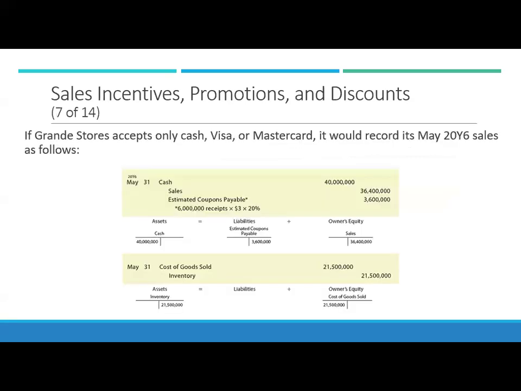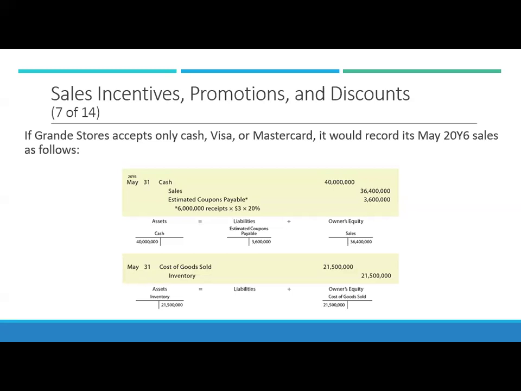And so we calculate our coupon payable amount at 6 million times $3 times 20%. That's our estimated coupons payable. And that reduces our revenue for May because that promotion supported May revenue. Under the accrual method of accounting, we have to record our revenues when they're earned, and we have to match our expenses to our revenues. And this is all a part of that.